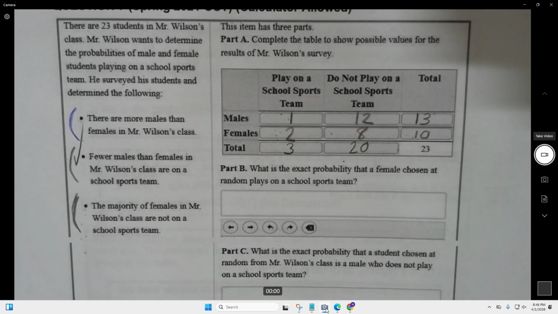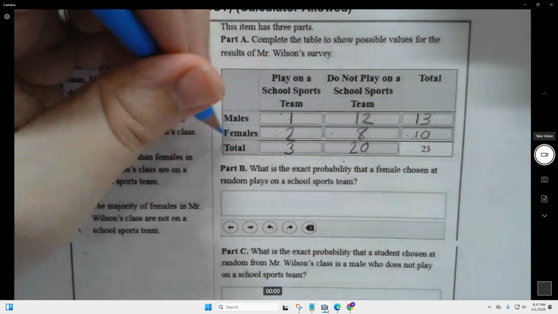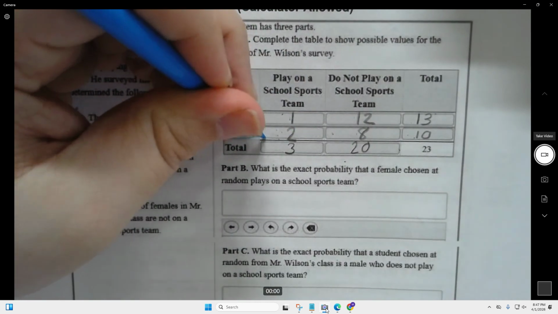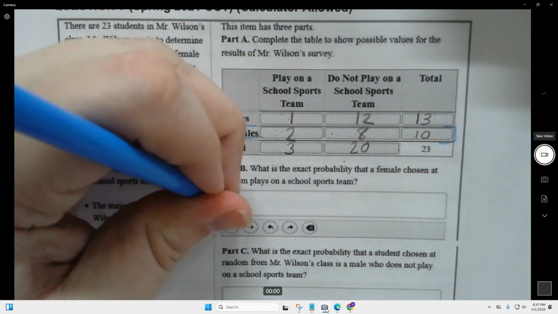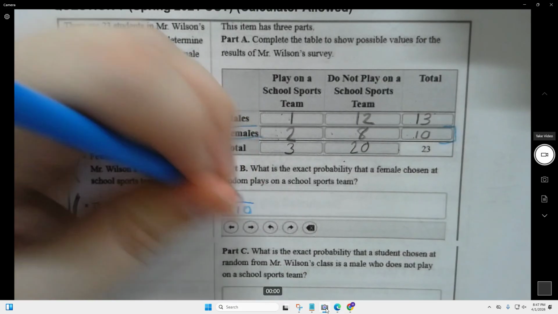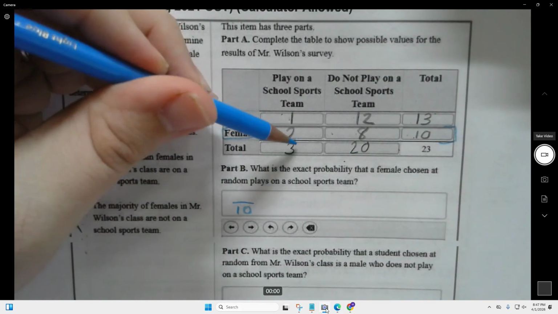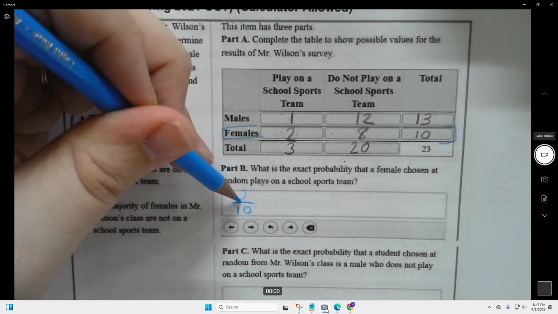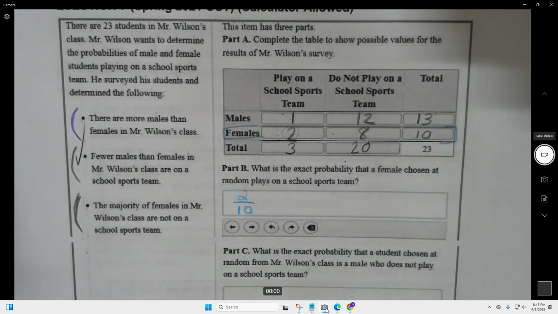What is the exact probability that a female chosen at random plays on a school sports team? So, a female. You're working with a female. You have 10 possible females. The odds that they play on a school sports team is 2 out of 10.